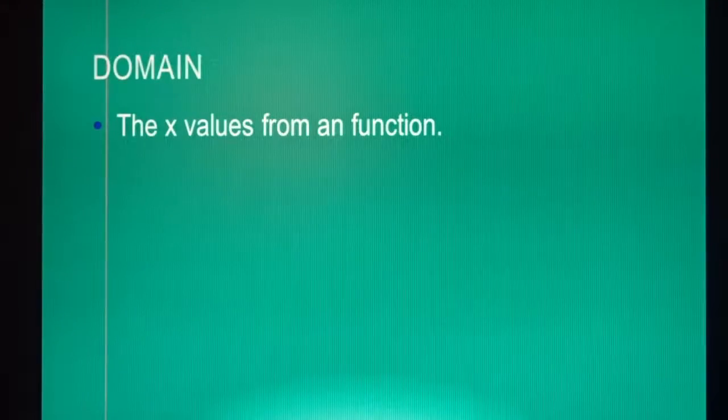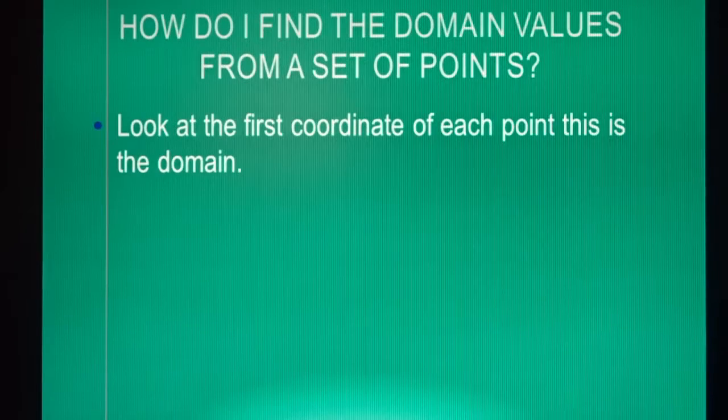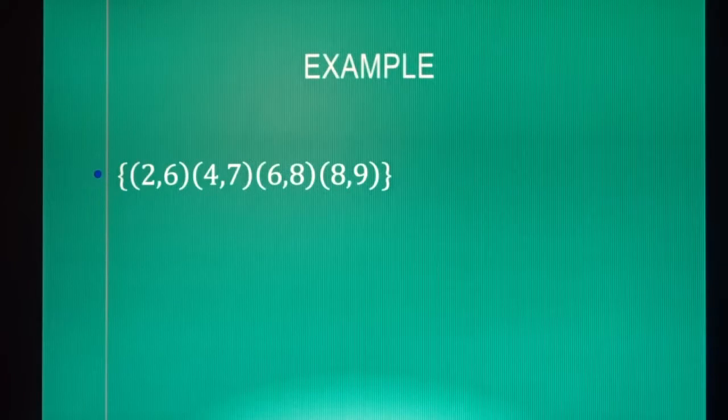The domain is the x values from a function, or the first coordinates from a set of points. So how do you find domain values from a set of points? Well, you look at the first coordinate of each point. This is the domain. For example, the point (2, 6), the point (4, 7), the point (6, 8), and the point (8, 9).